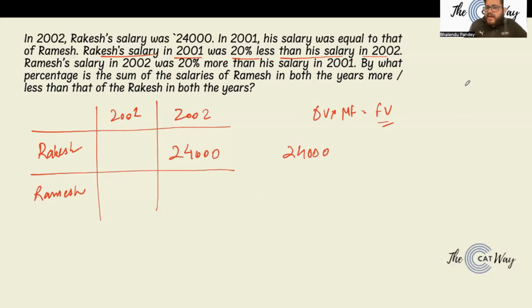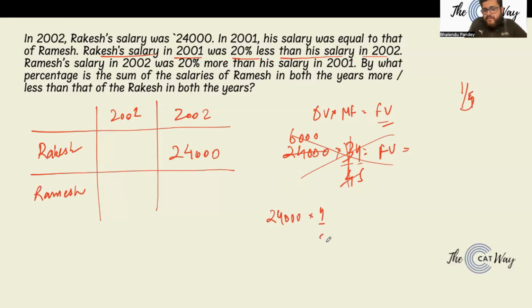So the fraction for 20% is 1 by 5. The multiplying factor will be 1 minus the fraction, so it will not be 3 by 4, but 4 by 5, right? Sorry. So 24,000 multiplied by 4 by 5 gives you the final value, because there is a decrease of 20% that's happening, right?